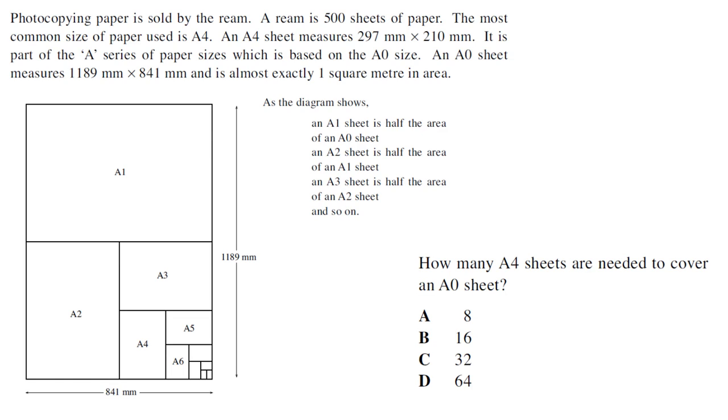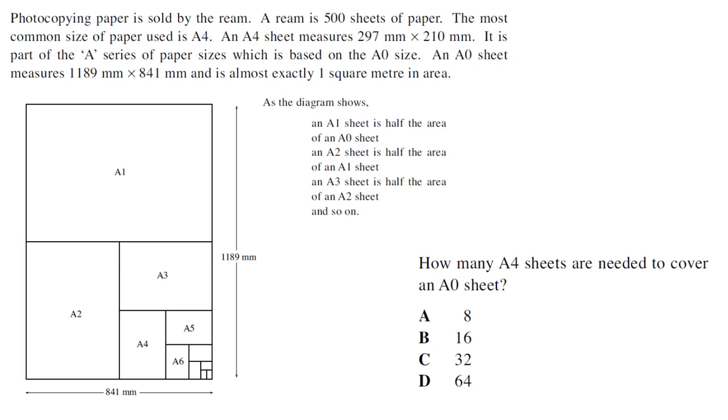And, as the diagram shows, an A1 sheet is half the area of an A0 sheet, an A2 sheet is half the area of an A1 sheet, an A3 sheet is half the area of an A2 sheet, and so on. As you can see, the numbers go up and you are half of the previous size. How many A4 sheets are needed to cover an A0 sheet?